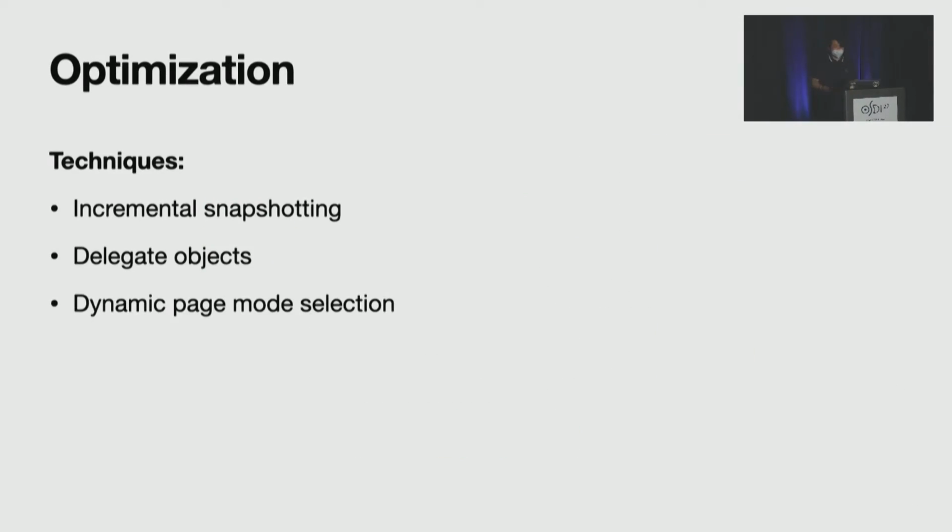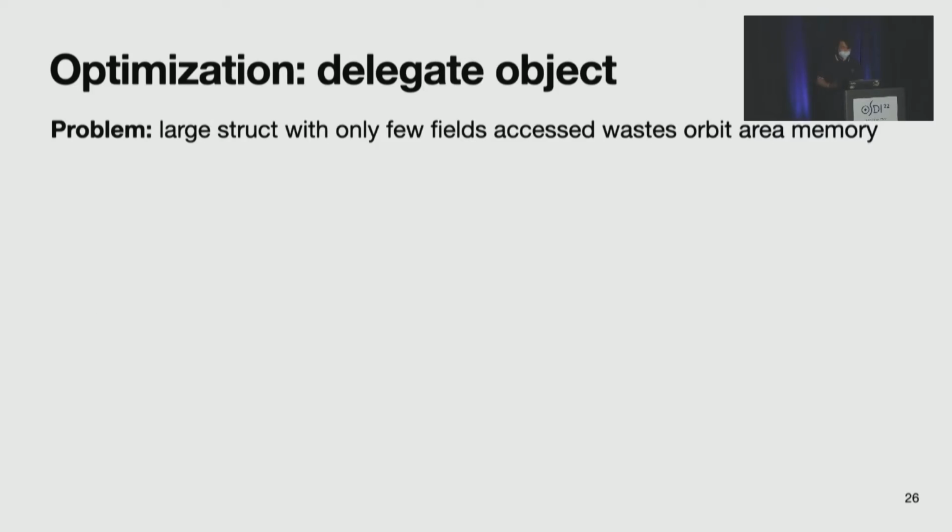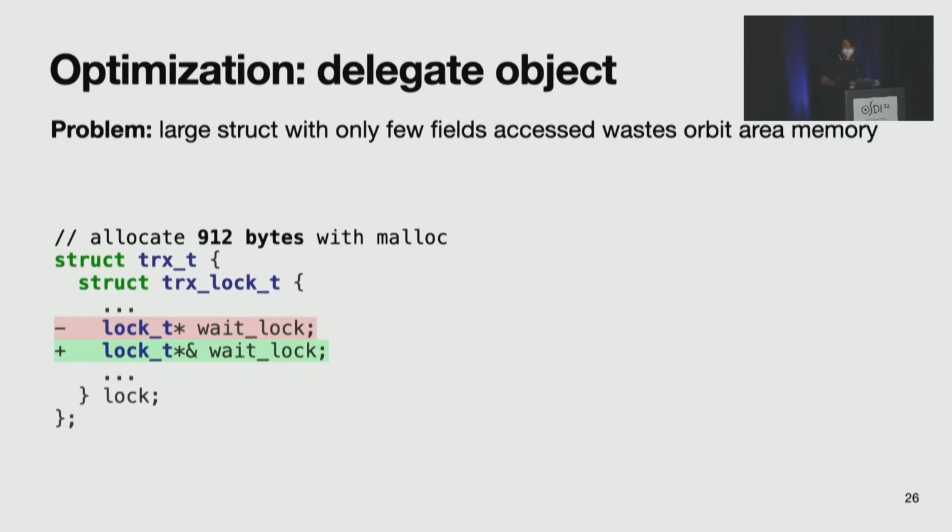To further improve performance, we employ several optimization techniques. Due to the time limit, I will only talk about the delegate object. For other techniques, please see our paper. We observe that some large structs may contain only very few useful fields. For example, this transaction struct is 900 bytes in size. Allocating it in whole would waste orbit area memory and thus increase the snapshotting latency.